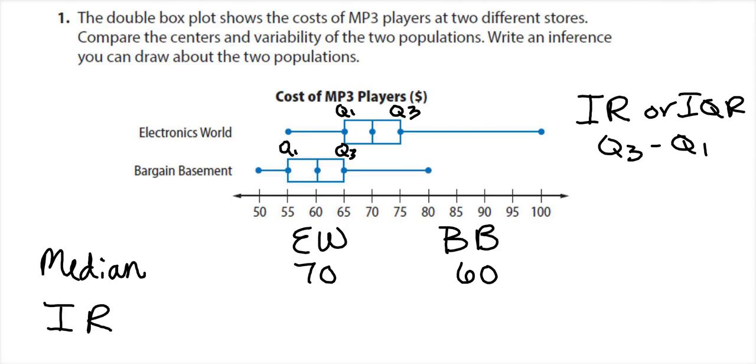What would be the interquartile range for electronics world? Well, it's Q3 minus Q1, so that'd be 75 minus 65, which is only a difference of 10. And for bargain basement, we have Q3 minus Q1, which is 65 minus 55, which is also 10. So we would have ended up with the same. You can pick the same measure every time, but I do recommend that you at least change it up a little bit. Like the last one, I probably should have used the interquartile range, and this one the regular range, because the ranges would have actually been different. Try to pick something that changes it up a little bit each time.